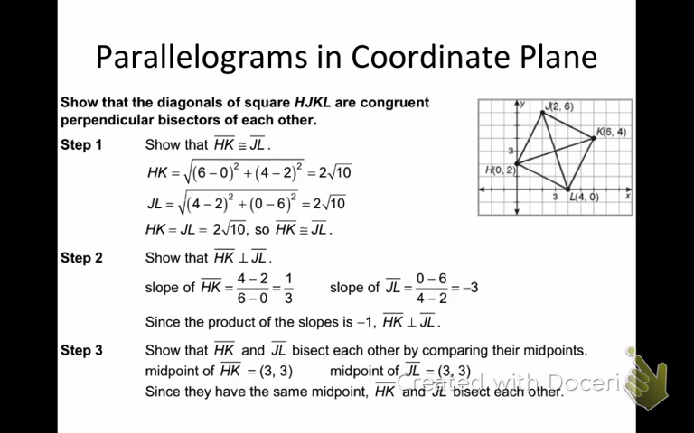Last thing we're going to talk about today is pay attention and listen up. You can show, using the coordinate plane, that certain shapes may be not only parallelograms, but squares, rhombuses, or rectangles. Okay? To show that the diagonals of a square are congruent, perpendicular bisectors of each other. What's it mean to be perpendicular? 90. What's it mean to bisect? Cut in half, right? So to do that, I'm going to find the distance.